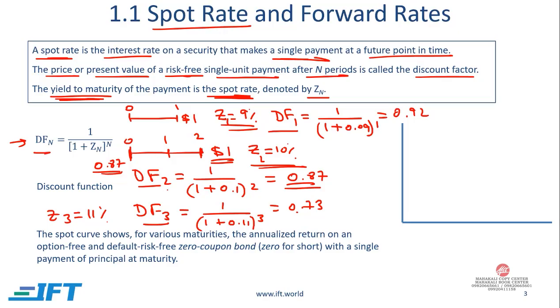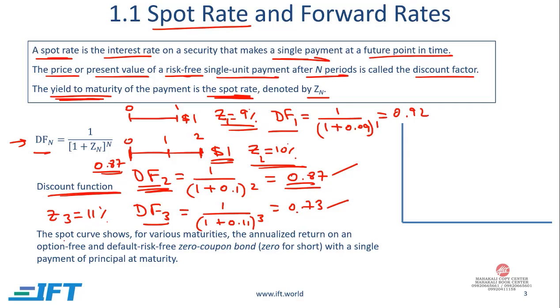Now that we've understood the concept of the discount factor, let's move on to the discount function. The discount function is simply the combination of these discount factors. So the discount factors for a range of maturities is the discount function. In other words, when we put together these discount factors, so if we say DF1 is this much, DF2 is this much, DF3 is this much, that is our discount function.